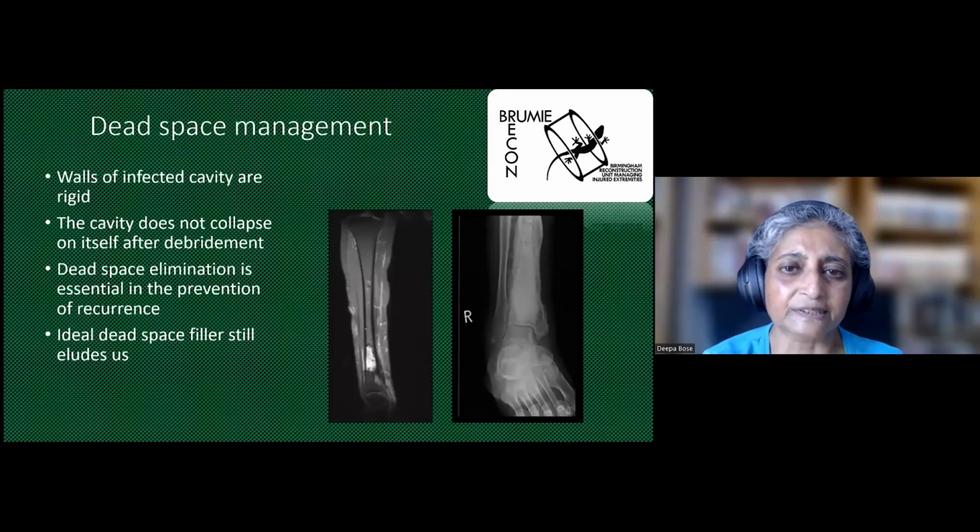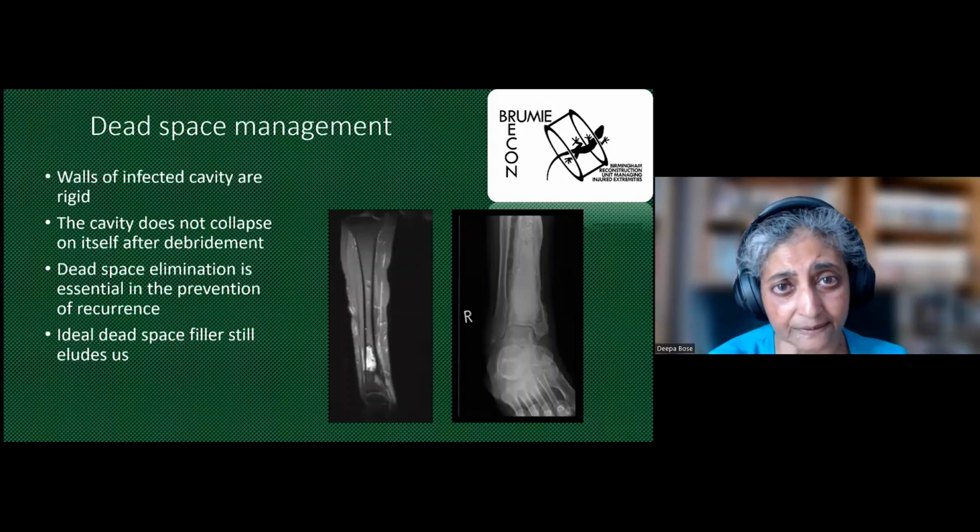Now, I've talked about the dead space. What is dead space? Dead space is the cavity or the space that is left behind after you've done your debridement. In a soft tissue infection, let us say a breast abscess, the walls of the cavity are soft. So if you were to put a suction drain into the cavity, the walls of the cavity will collapse upon themselves and you no longer will have a dead space.